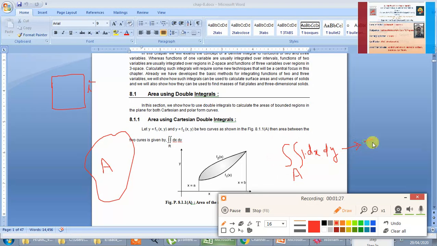So this is nothing but the area of the region A. The area of the region R is the double integration over the region R of dx dy. You just need to take a strip parallel to either the x-axis or the y-axis, move the strip vertically or horizontally depending on the case, and then we get the limits. Integrating within the limits, we get the answer.